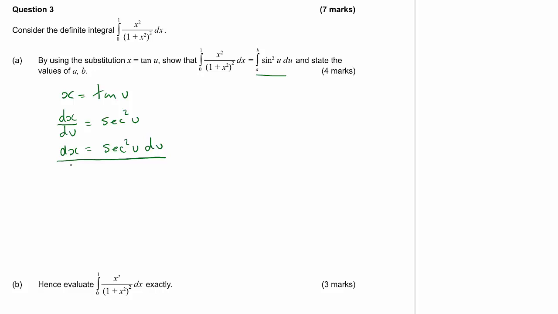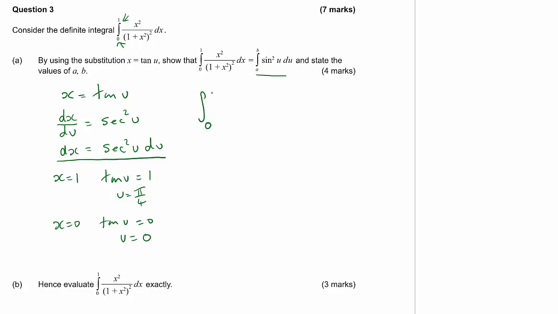Now, these obviously are x values. So if x is equal to 1, that means tan u is equal to 1, which means that u is equal to pi by 4. If x is equal to 0, tan u is equal to 0, which means that u is equal to 0. So let's see what we can do with this integral.